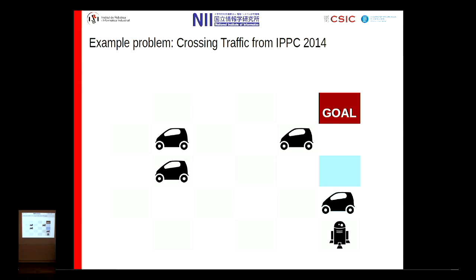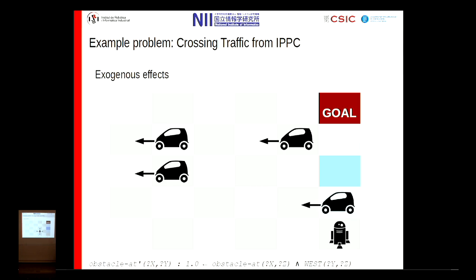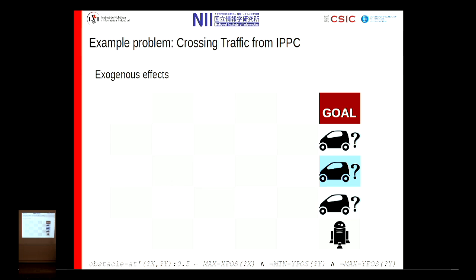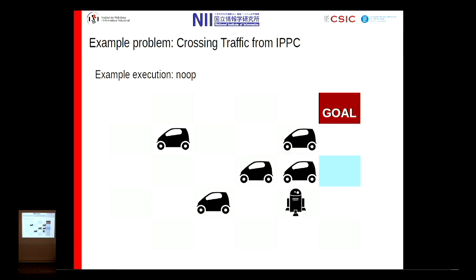So here is an example problem that we want to solve, the crossing traffic domain from the IPC, where the robot has to move to the goal, but has to avoid the cars. Action effects are the effects that happen because of an action of the robot, in this case the move north action, and exogenous effects are effects such as the cars moving to the left every iteration, or cars appearing in the first column, that happen no matter what the robot does. And finally there are also probabilities, because cars only appear with a certain probability. So the robot will have to plan how to avoid the cars and get to the goal.